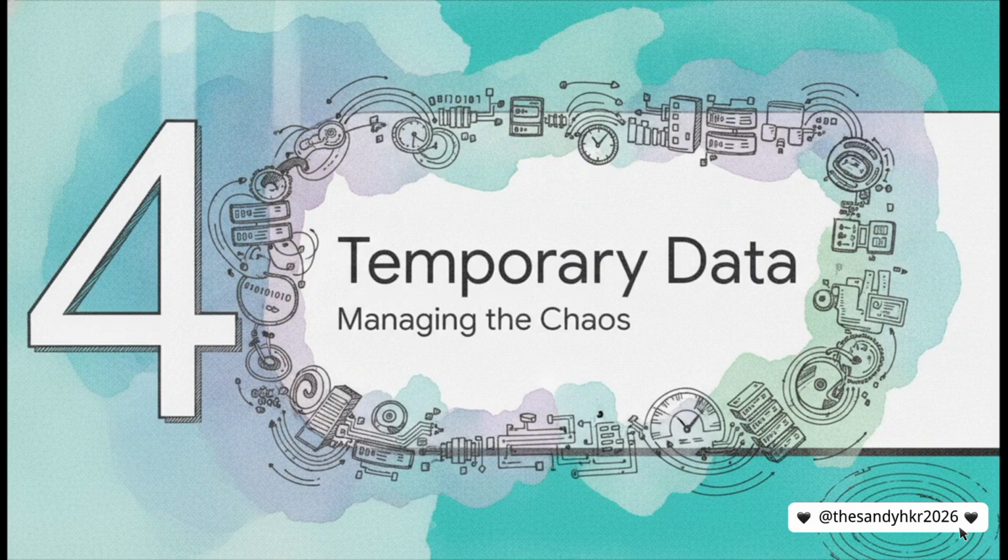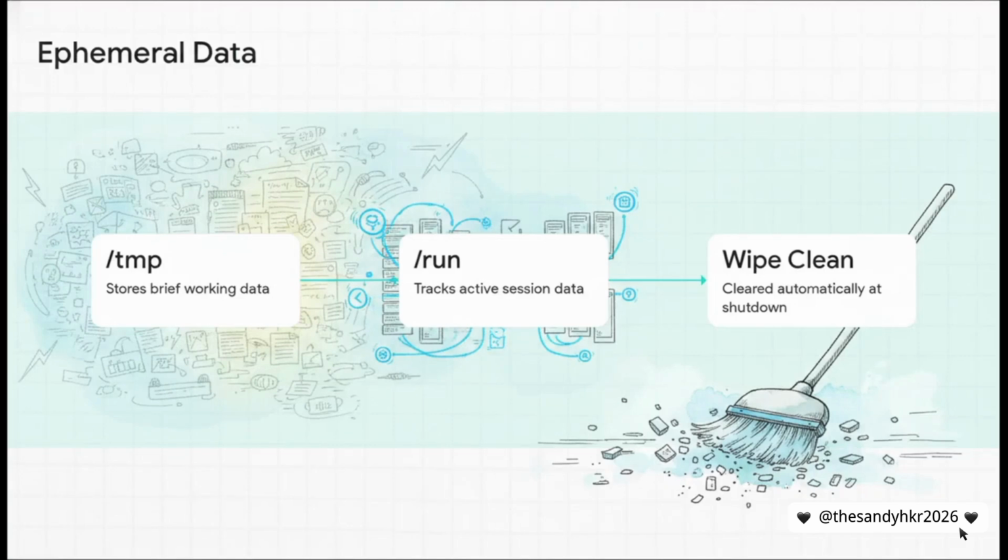Moving right along to District 4, Temporary Data. This is all about managing the chaos. First up here, we have our highly ephemeral data, which is managed by the /tmp and /run directories. Applications use tmp as a sort of massive whiteboard. It stores brief working files while you're, say, editing a document or extracting a large archive. In fact, on modern systems, tmp often exists entirely in RAM for lightning-fast speed.